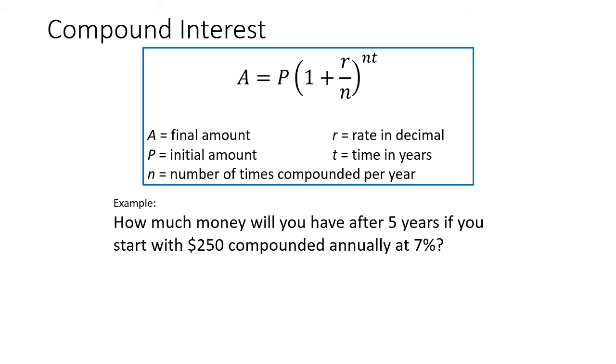So let's try to use this formula to solve a problem here. We want to know how much money will you have after 5 years if you start with $250 and you compound annually at 7%. Well, I'll just write it out. The amount we're trying to find, A, is equal to the initial amount we started with, $250, times 1 plus, and then r is 7%, so that's 0.07, divided by the number of times compounding. So in this case, it's just 1, and then n again is 1, and we're doing it for 5 years, so times 5.